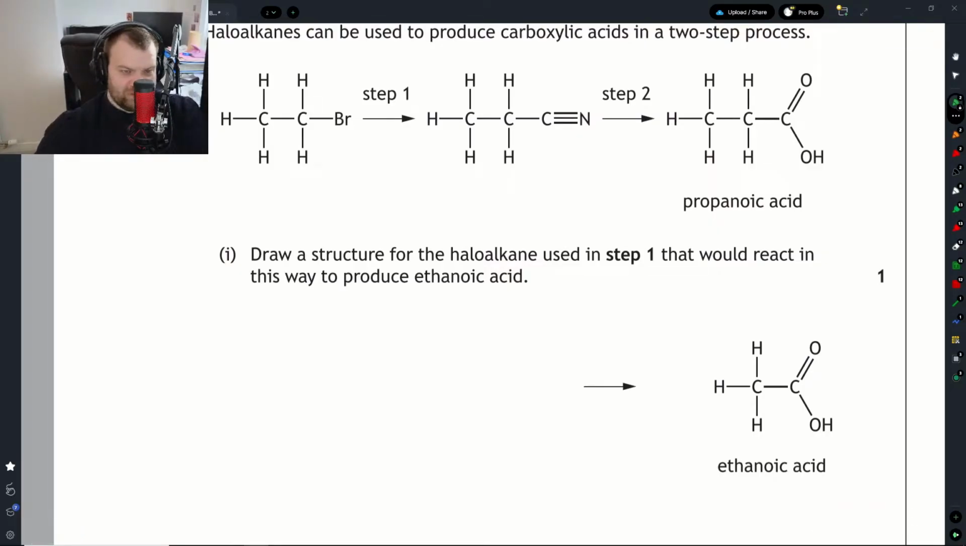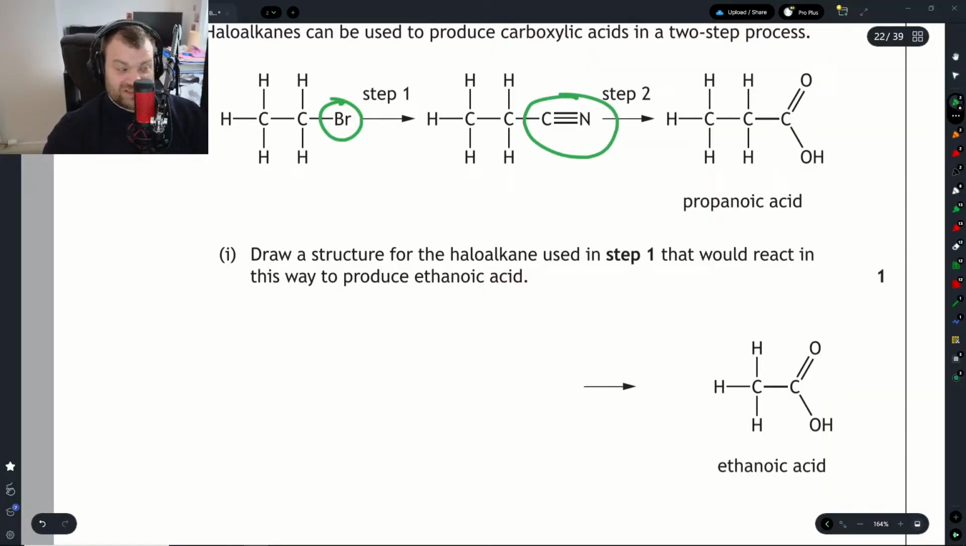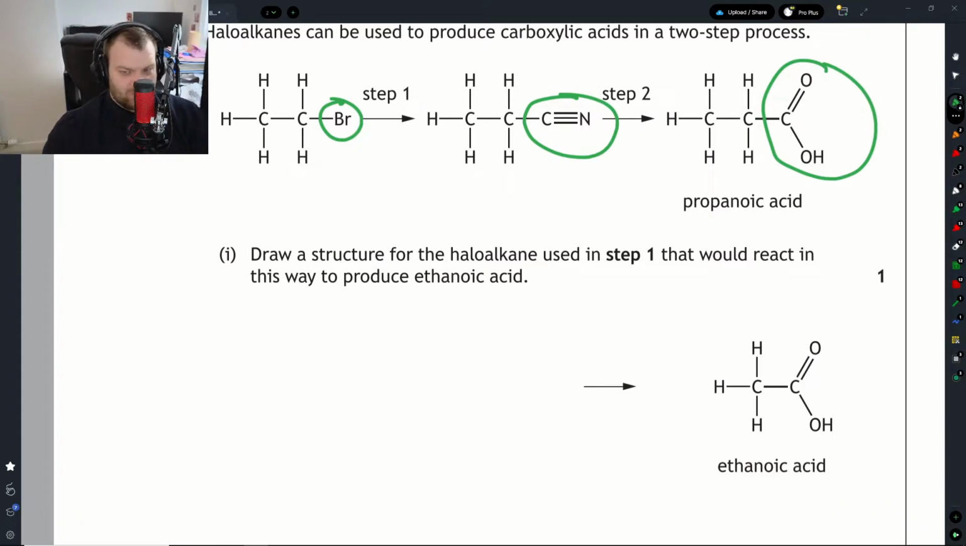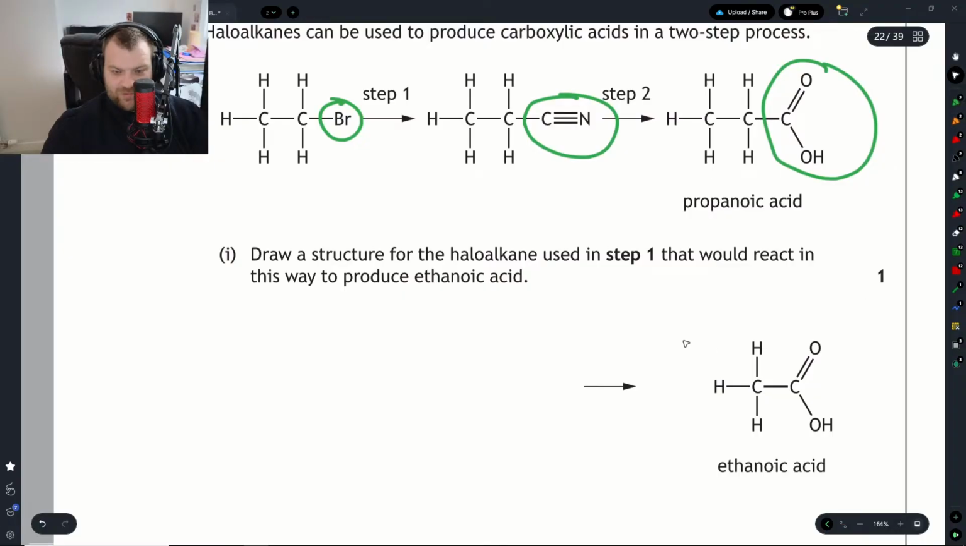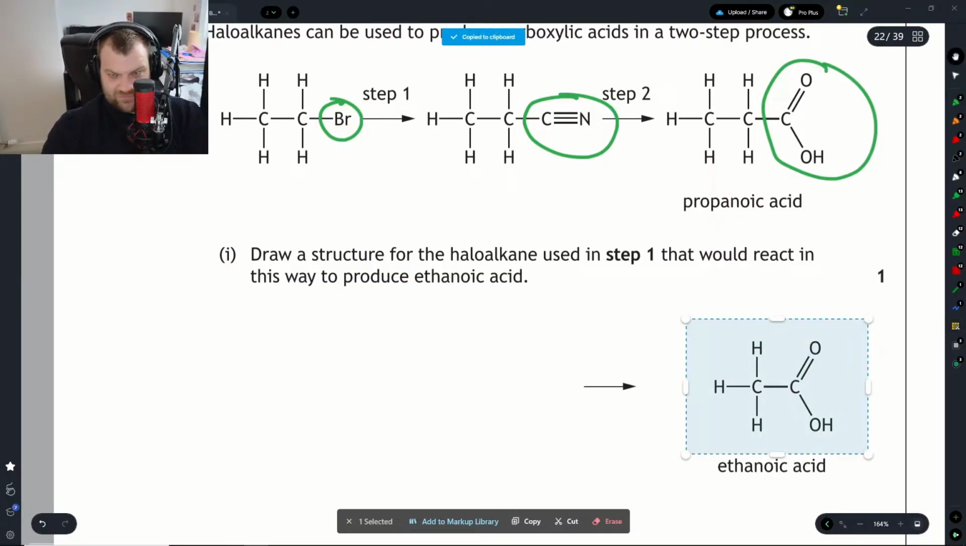So we have a bromine being changed to this thing, a C triple bond N, and then we're turning it into our carboxylic acid with the C double bond OH. In this question, we want to work our way back to figure out what haloalkane we would have used to make, in this case, ethanoic acid. You can either jump straight from the end to the beginning, or we can do it in baby steps. So I'm going to do it one step at a time.